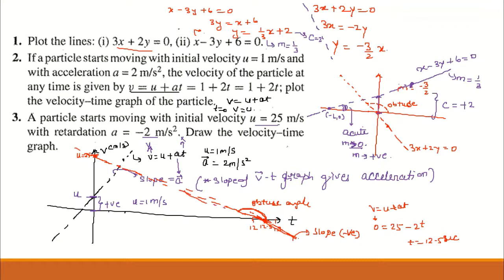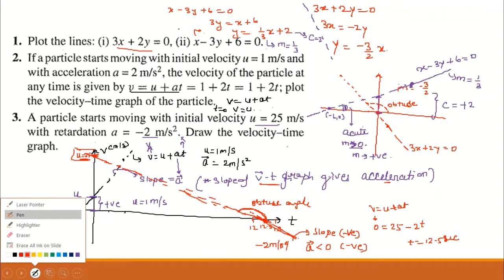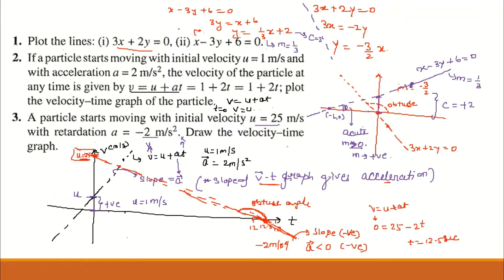Since the slope of the v-t graph gives me acceleration, and the acceleration here is less than 0, that is negative, it is minus 2 meter per second square. The starting point is the initial velocity, that is 25. So these were the types of graphs or questions which can be asked, and how the graphs can be helpful for us to represent the motion on paper.